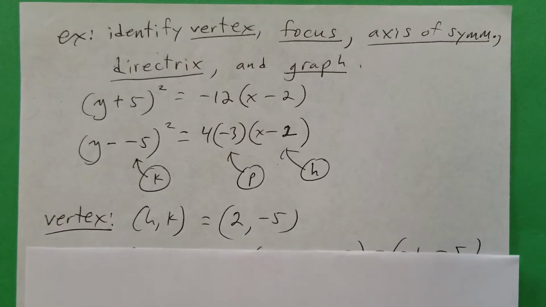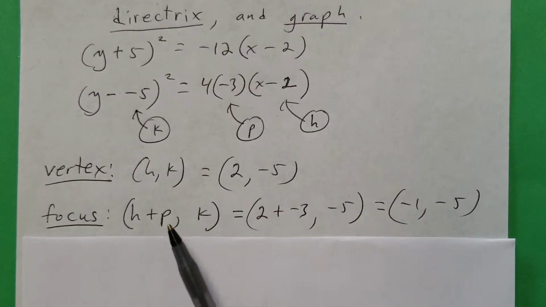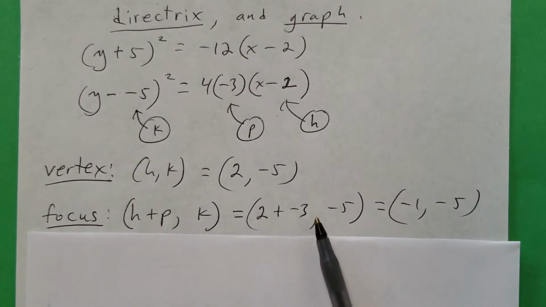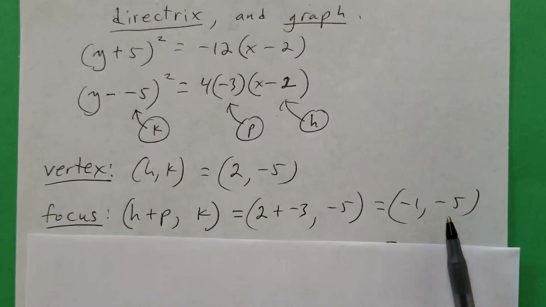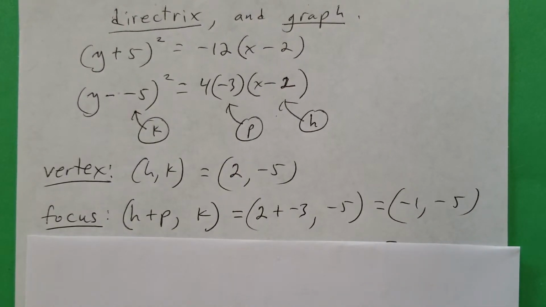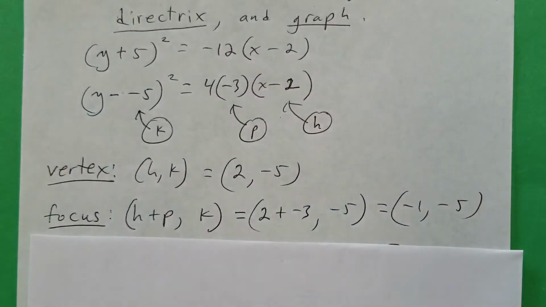So we already got the vertex. It's 2, negative 5. If you remember, your focus was h plus p comma k. So we're going to add p, the negative 3, to the 2. Right? And it becomes negative 1, negative 5. So I got my focus. I'm doing exactly what I said I would do in the notes here.